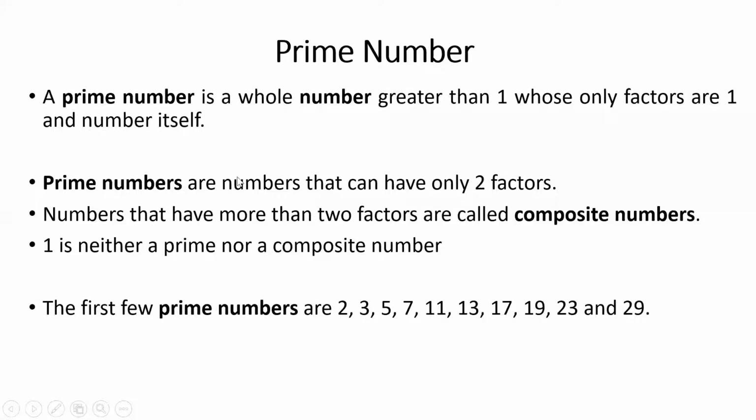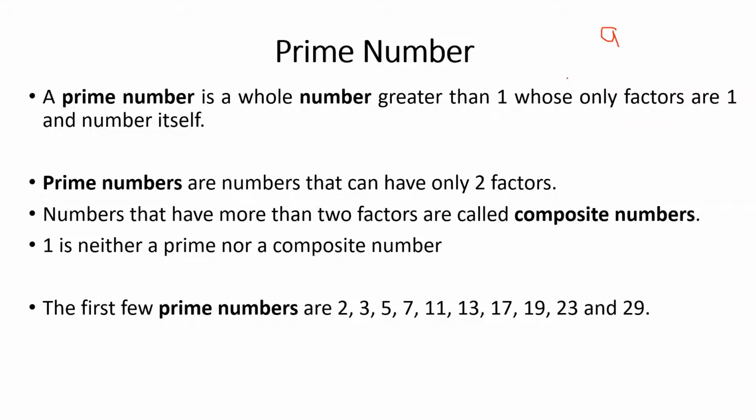Is it clear that prime numbers are those numbers which are greater than 1 and whose only factors are 1 and the number itself? So, how to find factors of a number. If a number is completely divisible by another number, then that number is called the factor. Suppose I take an example, the number 9. Tell me how many factors are there for 9.